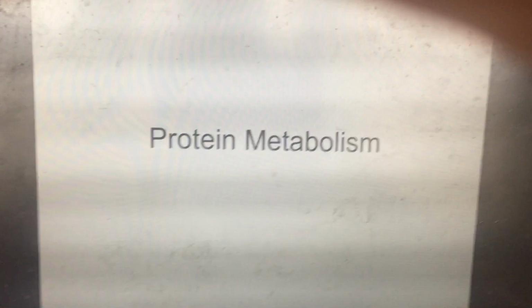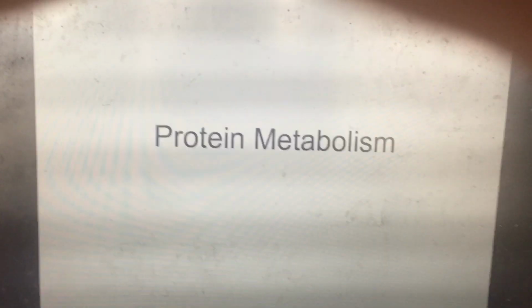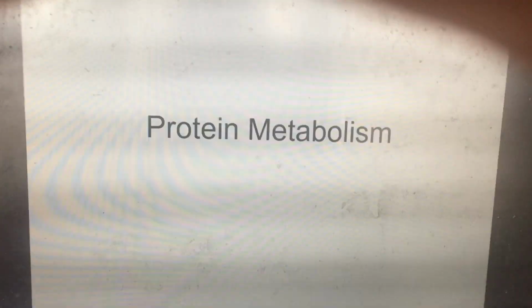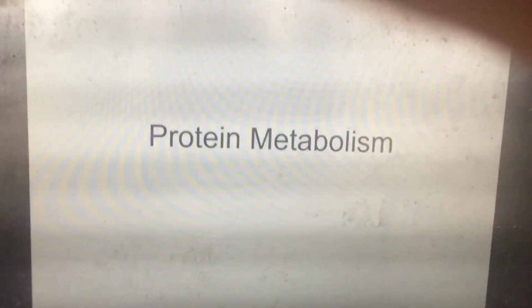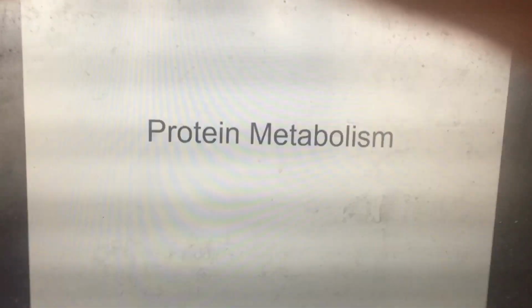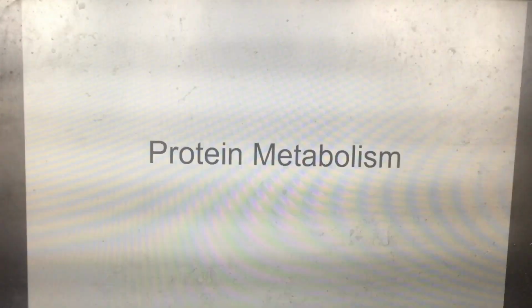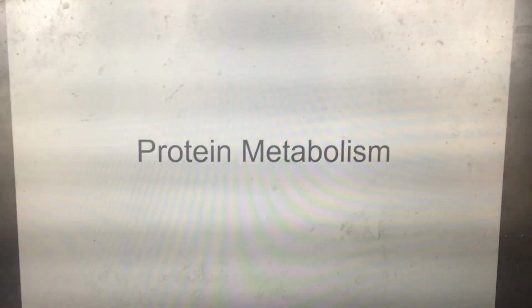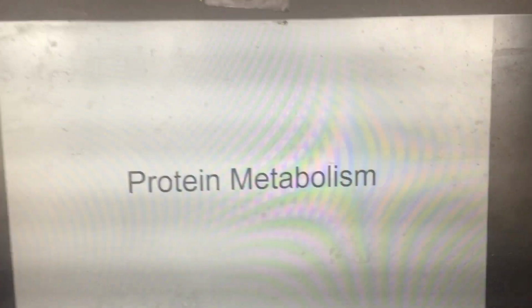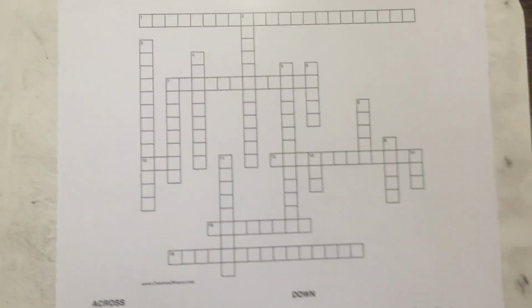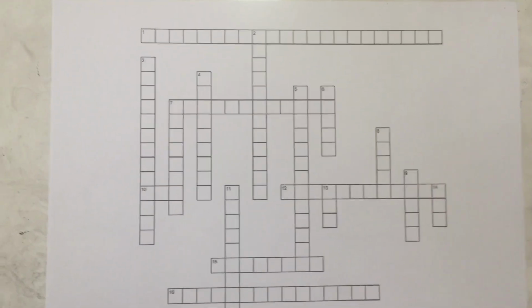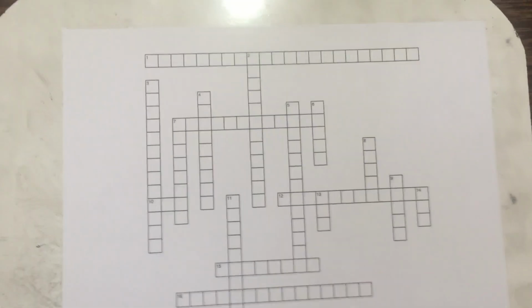So I filled in those blanks. Now, before we get into protein metabolism, you'll see that I posted a crossword puzzle for you to review carbohydrate and fat metabolism. So I'm going to quickly go over that crossword puzzle with you here. Okay, so here's your crossword puzzle. You can read the clues off of the PDF that I posted.